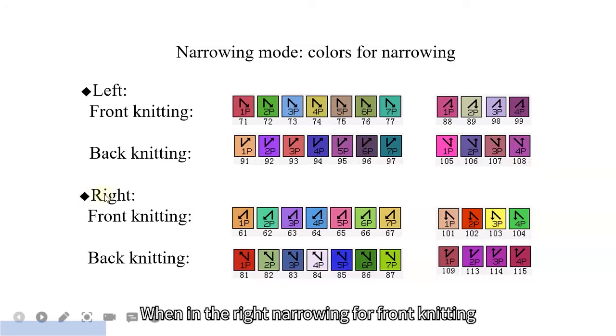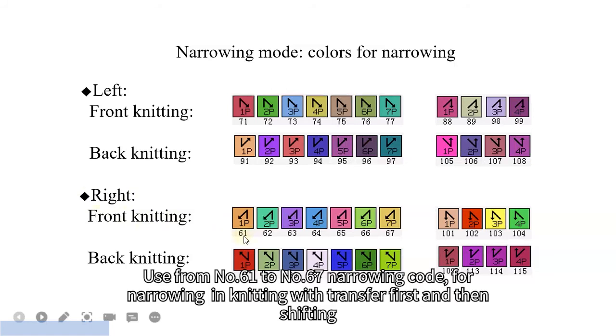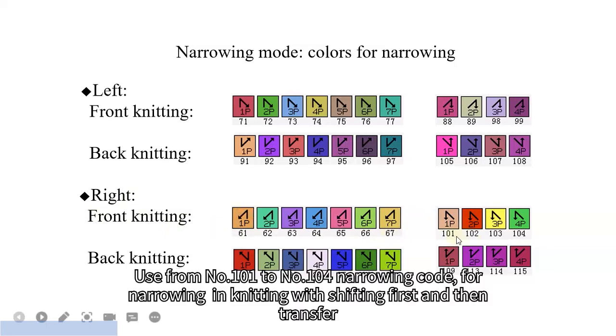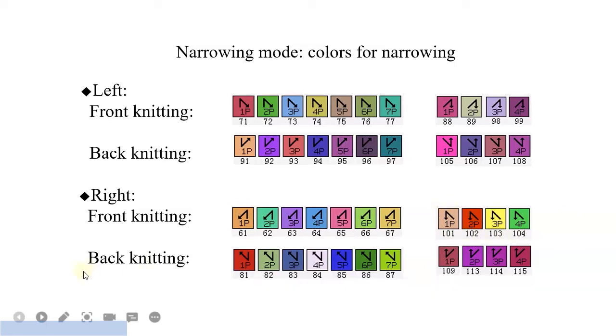When in the right narrowing, for front knitting, use from 6.1 to 6.7 narrowing code. For narrowing knitting with transfer first and then shifting, use from 101 to 104 narrowing code. For narrowing in knitting with shifting first and then transfer.